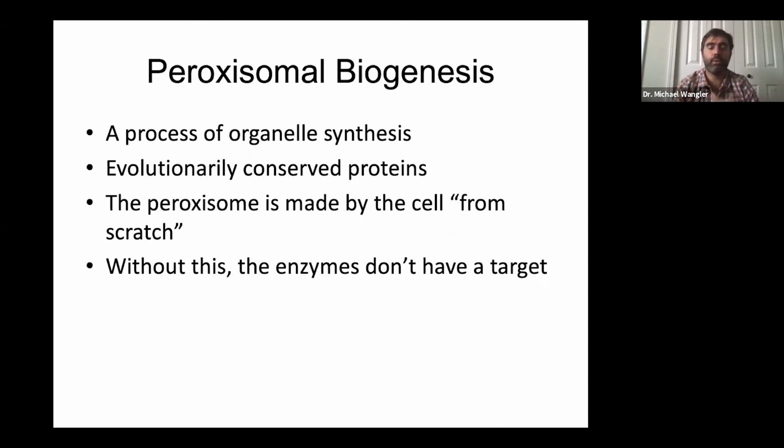And so if you start to think about it, you could realize that you could have a problem where the workers don't show up. And that could be one type of peroxisomal disorder. But if the workers never showed up to make the factory, then there are other issues, because you might be perfectly okay at making the factory workers, but they don't know where to go because the factory was never built. So the idea is that biogenesis is basically the generation of this organelle from scratch. And without this, the enzymes really don't know where to go. They don't have a target.